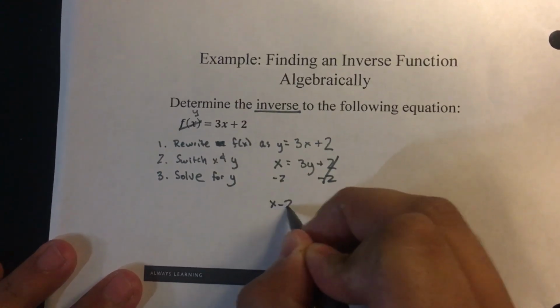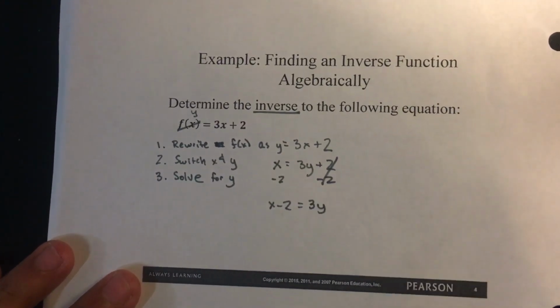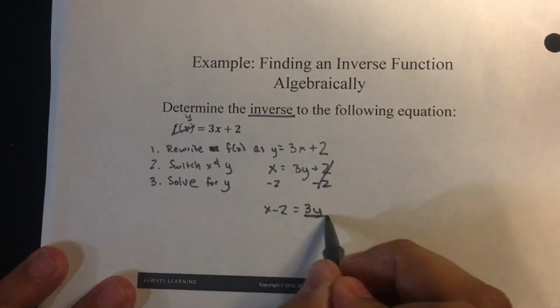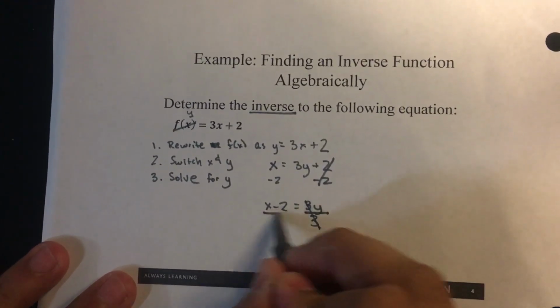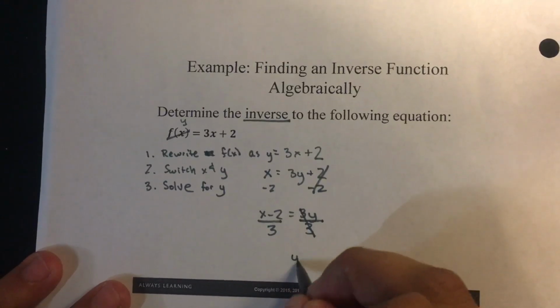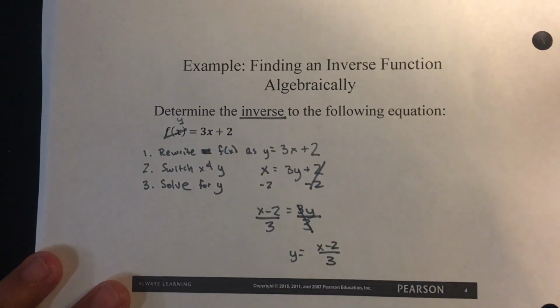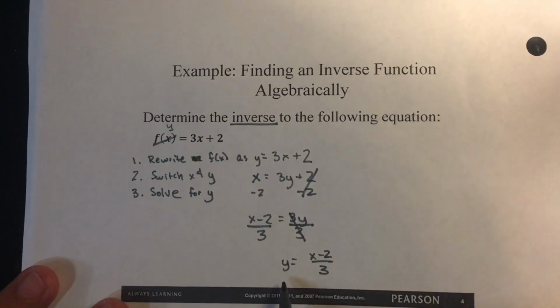And this becomes x minus 2 equals 3y. And the y is still not by itself. So right now it's being multiplied by 3, so to get rid of it, I will divide by 3. And in the end, I'll end up with (x minus 2) divided by 3. Okay, and so this is my inverse.